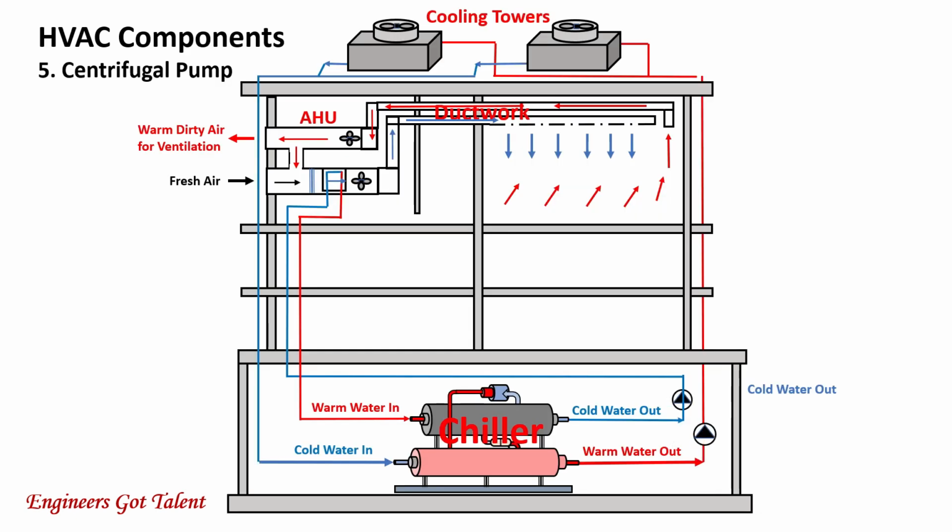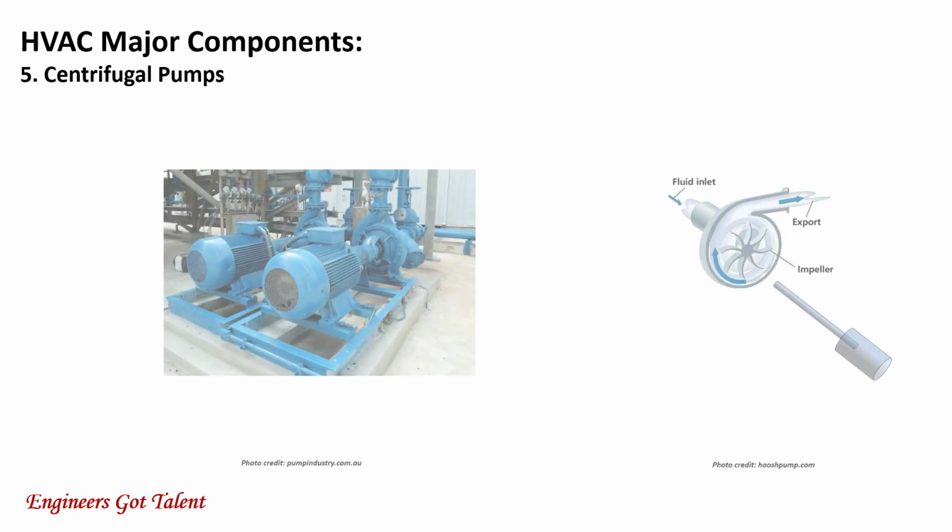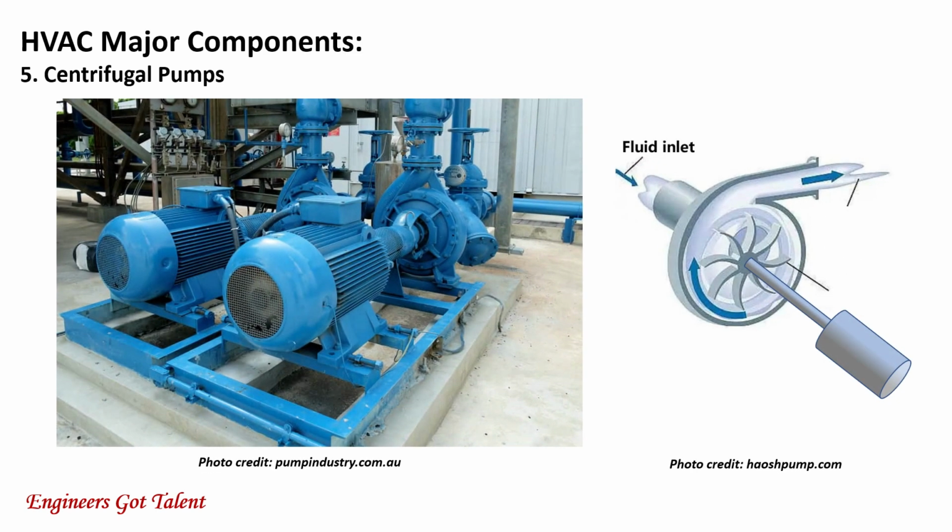Next are the centrifugal pumps. A centrifugal pump is a mechanical device that transfers cold water from the evaporator to the AHU and also transfers warm water from the condenser to the cooling tower. A centrifugal pump basically consists of a fluid inlet at the suction line where the water enters.